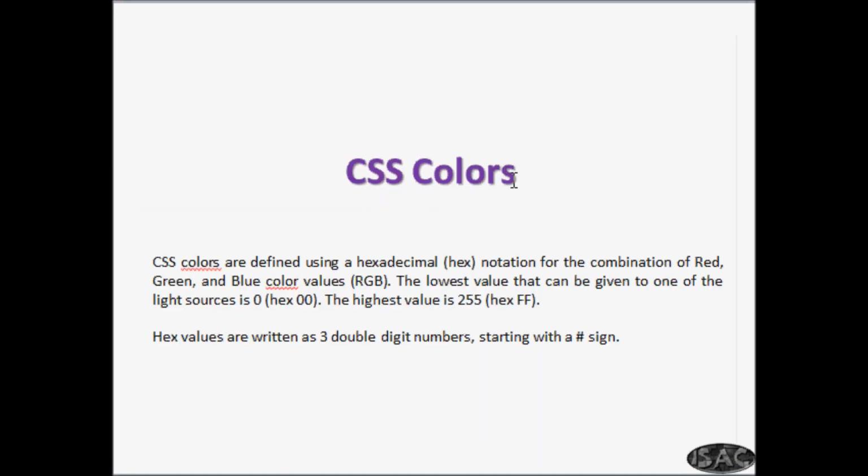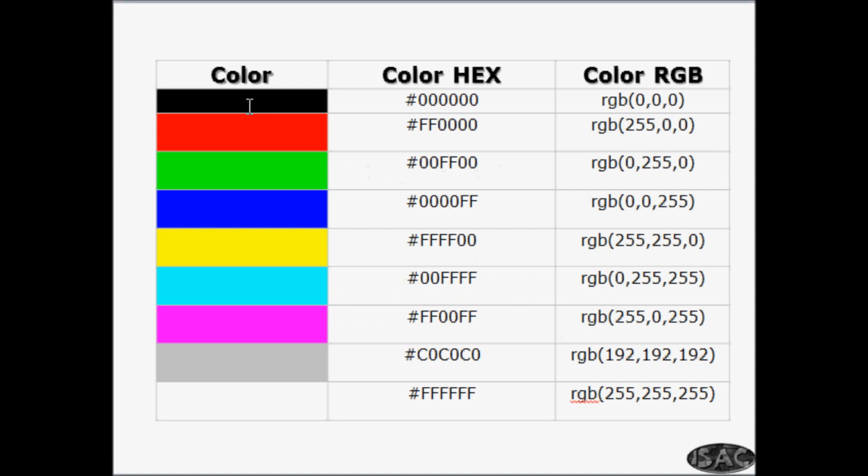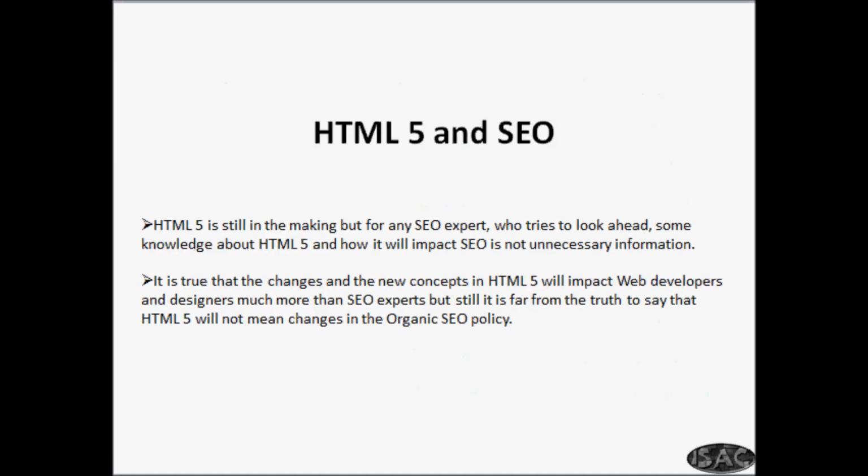CSS colors, as I discussed, can be hexadecimal, RGB, like that, right? You can say red, green, blue, directly specifying the color name, or you can use the hexadecimal color, or you can use the RGB function. These are the three ways to mention a color.